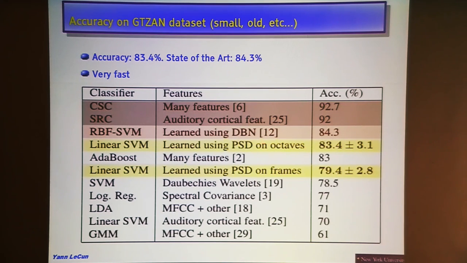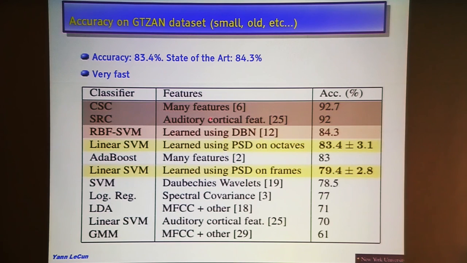The best known method actually uses a deep belief net. This is work by Doug Eck, who used to be at University of Montreal and is now at Google. They use deep belief nets with a nonlinear SVM on top, and they get pretty much the same performance, just a little better. There are other methods that use lots and lots of different features plugged into an AdaBoost classifier to get pretty close.